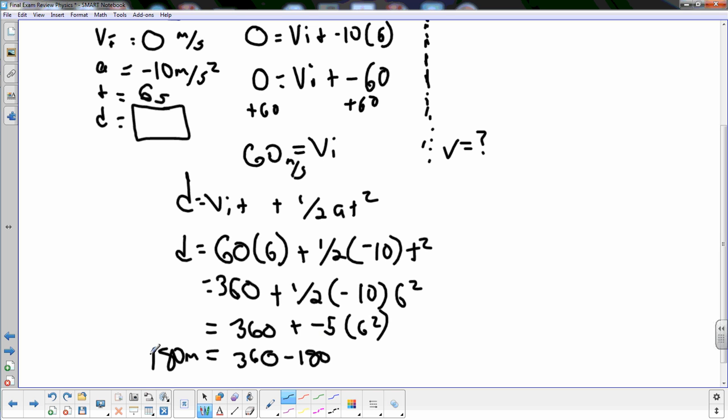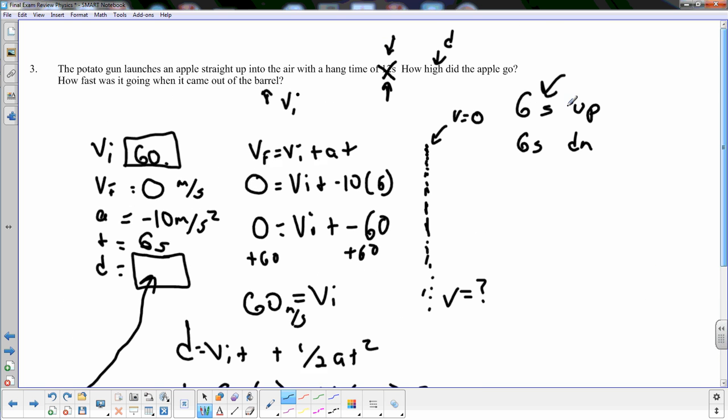So, to answer your questions here, how fast was it going when it came out of the barrel? 60 meters per second. How high did it go? 180 meters up.